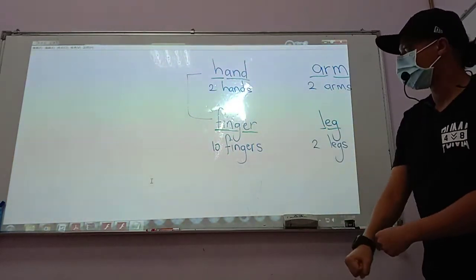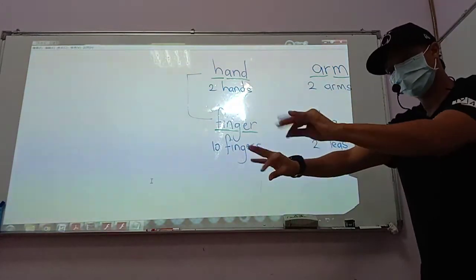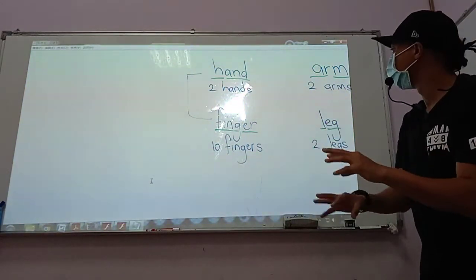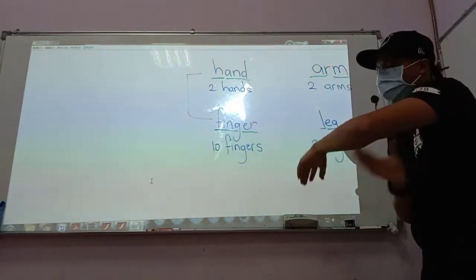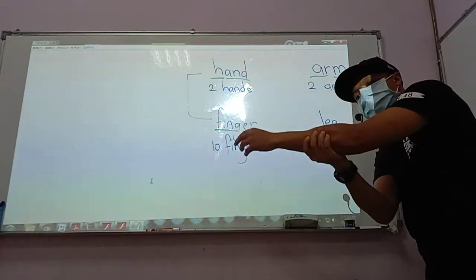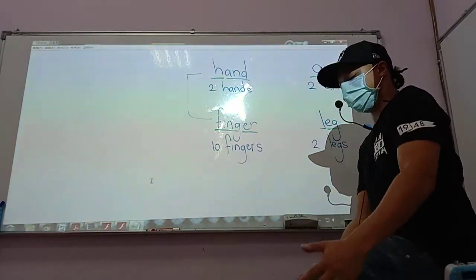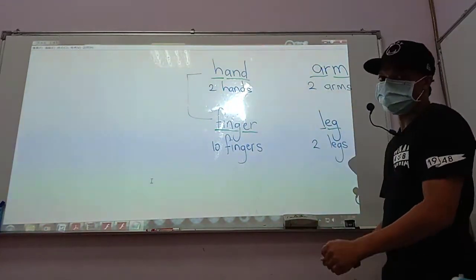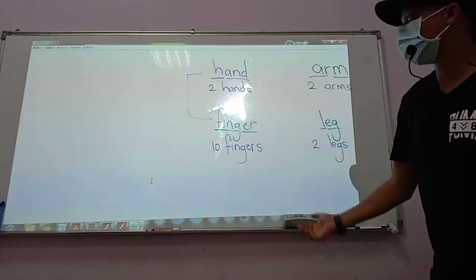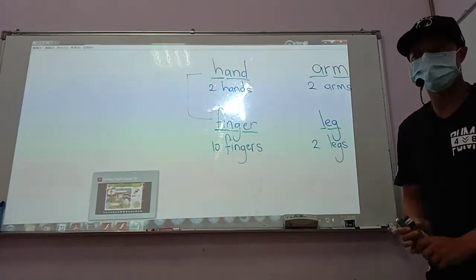Okay? Now, quickly over here, let's see if you guys can guess what is this? Hand, right? What is this? Fingers. What is this? Arm. And what is this? Leg. Alright, let's go back to our previous page and we're going to read the sentences.